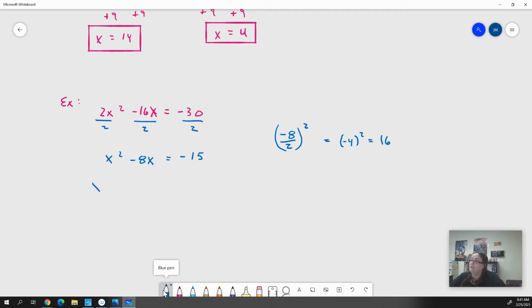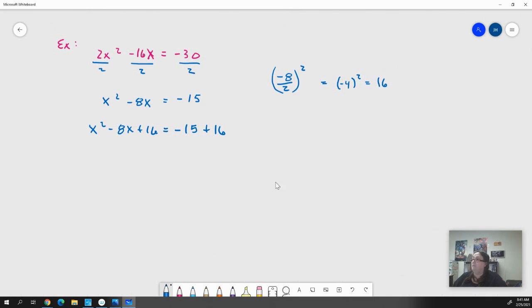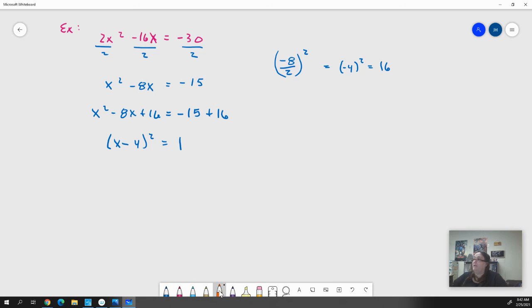So what we're going to do is rewrite this as x squared minus 8x plus 16 equals negative 15 plus 16. We're going to add that 16 in to both sides of the equal sign. And here we can write now our perfect square. We've got x, because the square root of x squared is x, minus the square root of 16, which is 4, equals, well, minus 15 plus 16 is just 1. And now we can solve this taking the square root of both sides.